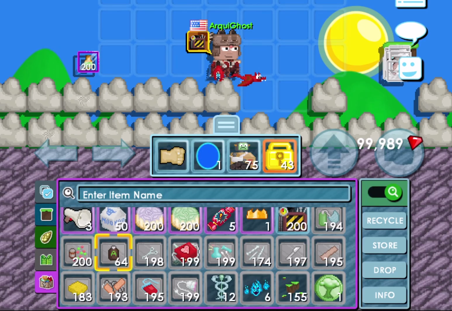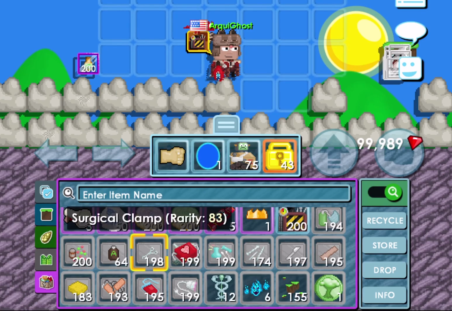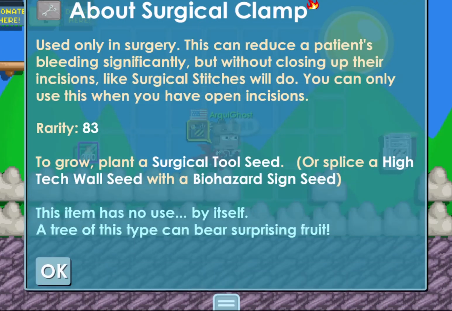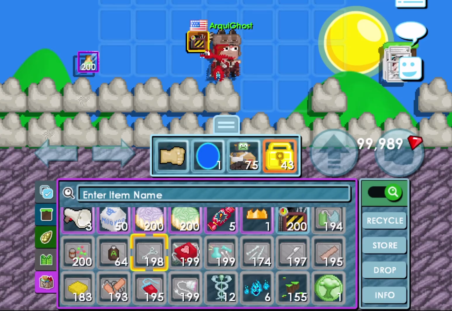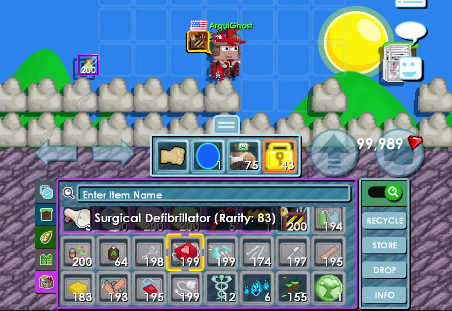As I said, antiseptic, you don't really need it. Although, if you are at a low skill level in surgery, I would advise you to use it. It might be a little bit easier for you to solve, but it's not really necessary. The next tool, surgical clamp. This is used to reduce bleeding, but it can only be used if there is an incision already done. I will be showing you guys later how to do incisions.